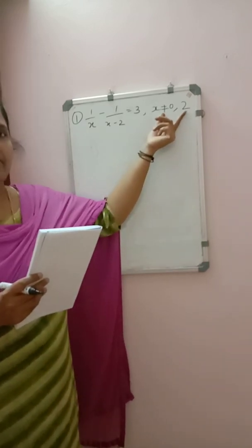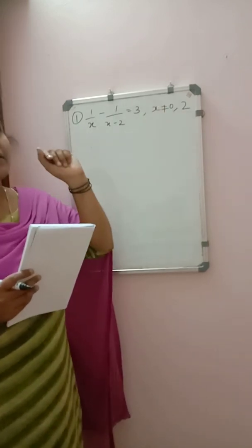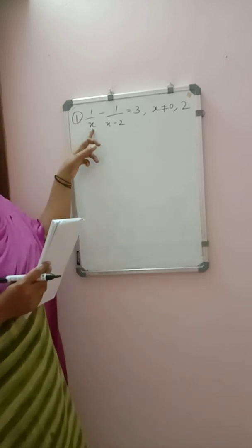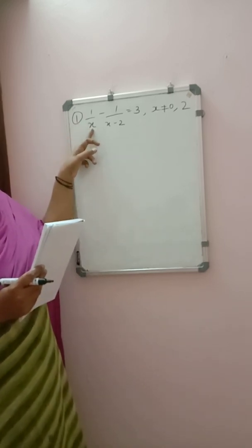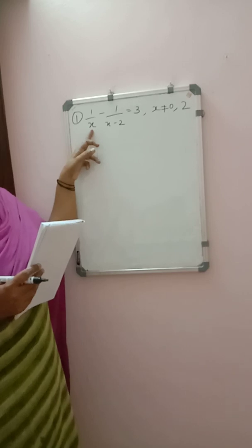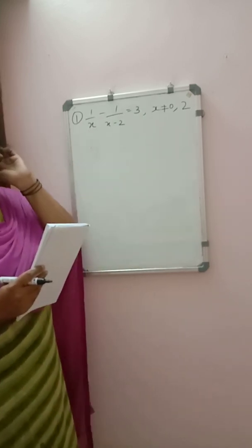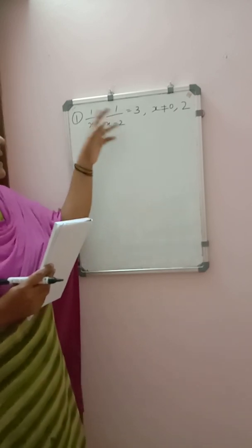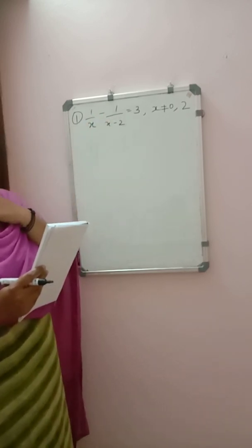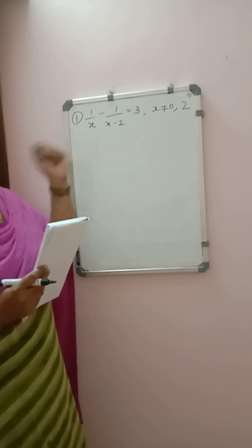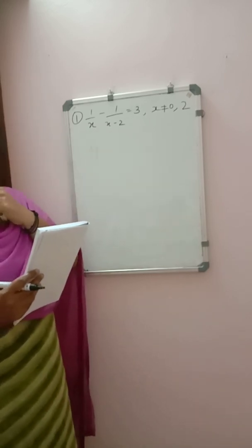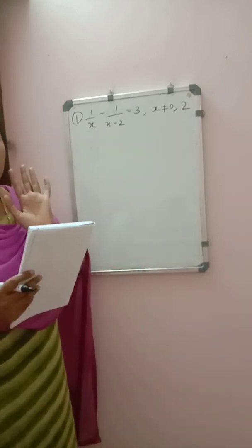This condition is given because if x is equal to 0, you can check our first expression, 1 by 0, and we know 1 by 0 is not defined. And if x is equal to 2, in that case also our second term will become 0. So in that case our number will not be defined, because we know the denominator should never be equal to 0. That's why this condition is written there.